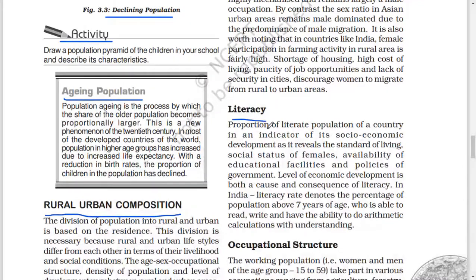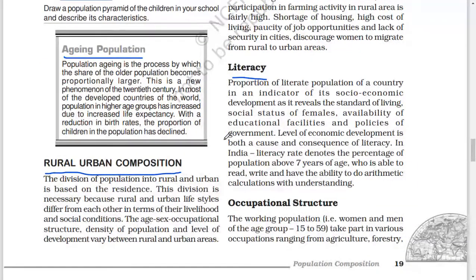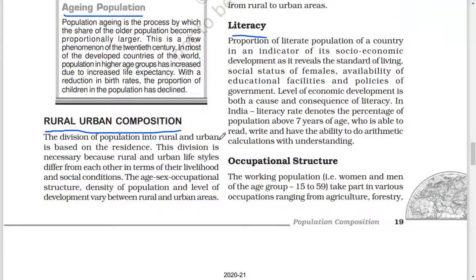Literacy. The proportion of literate population of a country is an indicator of its socio-economic development, as it reveals the standard of living, social status of females, availability of educational facilities, and policies of government. Level of economic development is both a cause and consequence of literacy. In India, literacy rate denotes the percentage of population above 7 years of age who is able to read, write, and do arithmetic calculation with understanding.